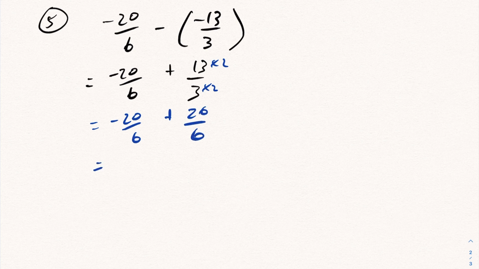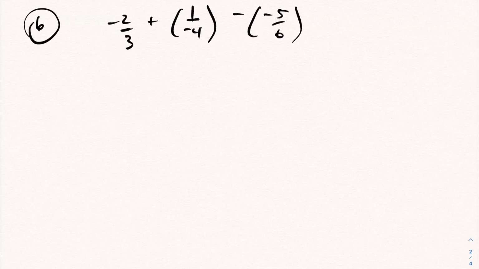Now I have a common denominator, so you just read the top just as it is. So in this case here, negative 20 plus 26 is going to be 6 over 6, which reduces to become just 1. So now we have 3 fractions we want to deal with. Again, all the same principles apply.